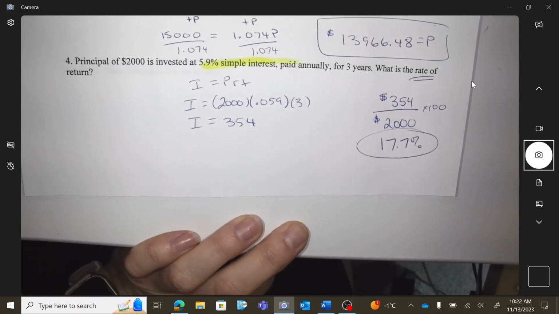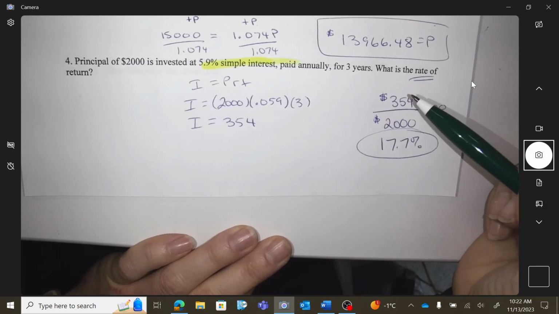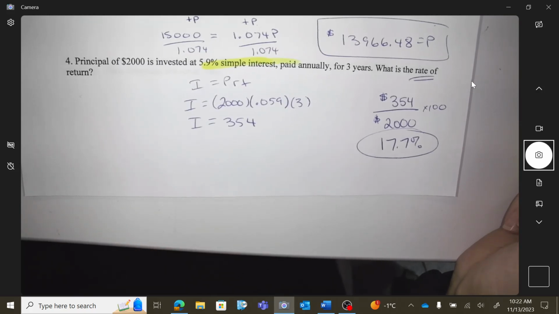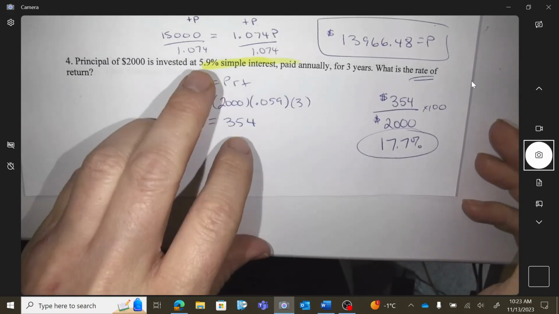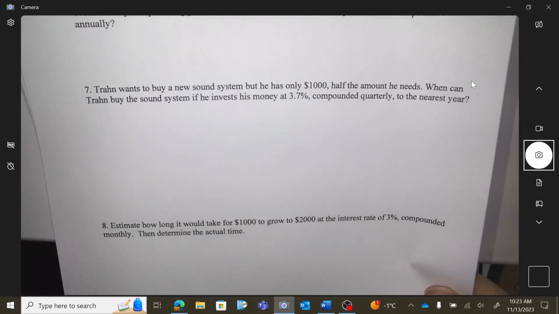Okay, what if I had asked a question, instead of what is the rate of return, I said, what do you have, how much money do you have at the end of the investment? What do you do then? You would add them, yeah. So just be careful of what the final question is. Same strategy, but just ending differently.